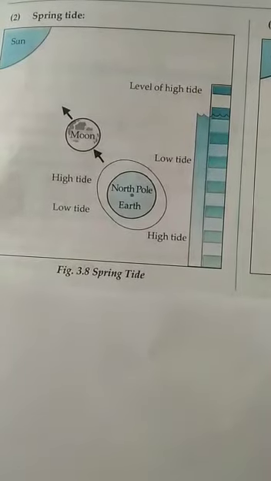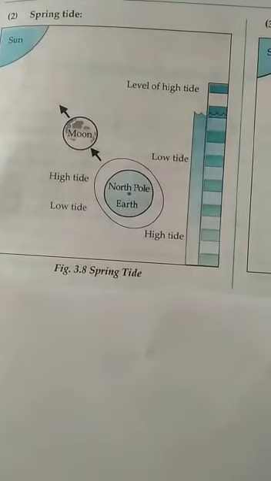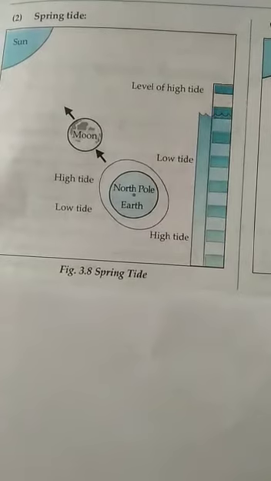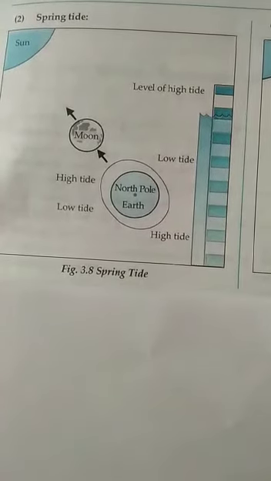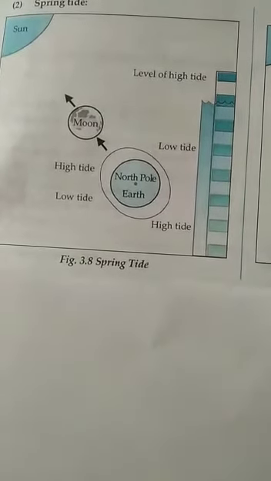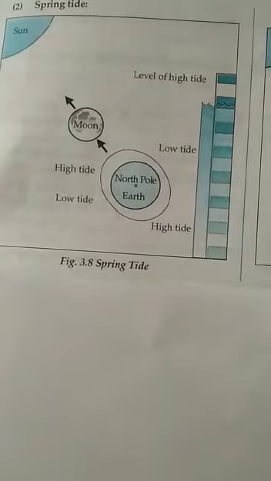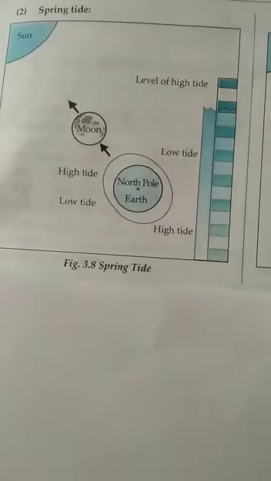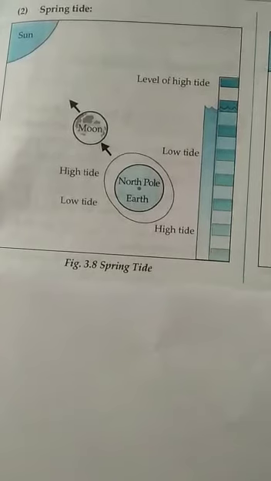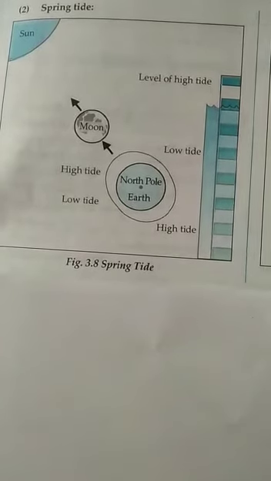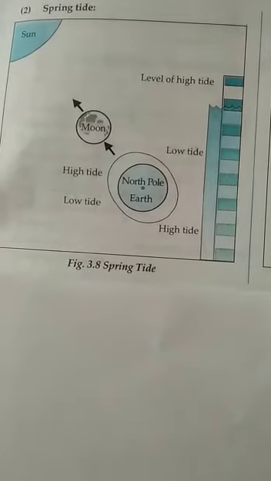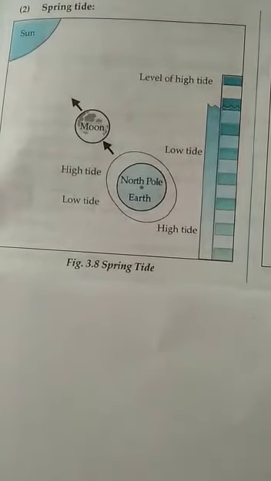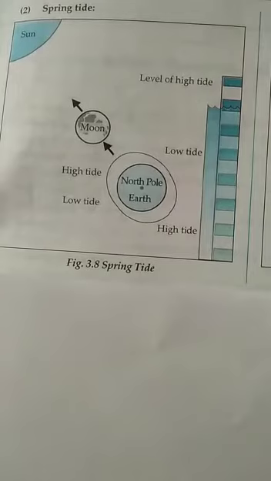Welcome again students. In this video we are going to learn types of tides and waves, wave structure and velocity of the waves. First of all we will learn about types of tides. There are two types of tides, spring tide and neap tide. Observe figure number 3.8. Spring tide occurs on the new moon day and the full moon day.